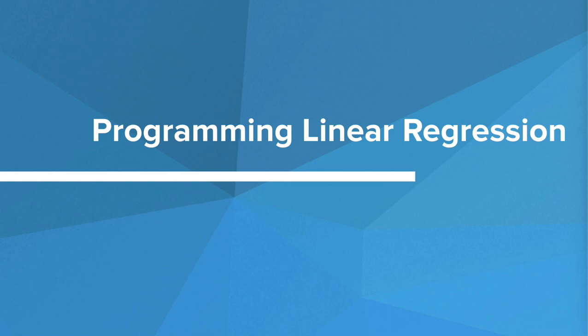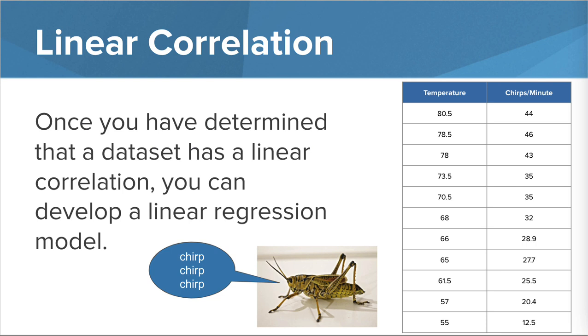Hi! In this lesson, you will learn about programming linear regression in Python. Once you have determined that a dataset has a linear correlation, you can develop a linear regression model. For this video, we'll be working with a dataset that relates the temperature to the number of cricket chirps per minute.